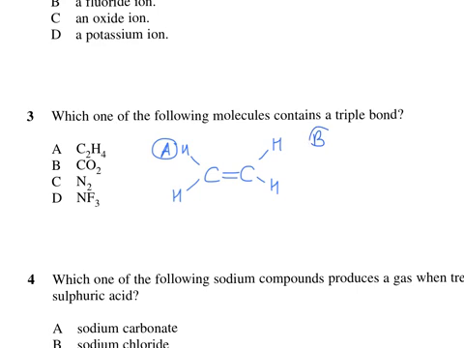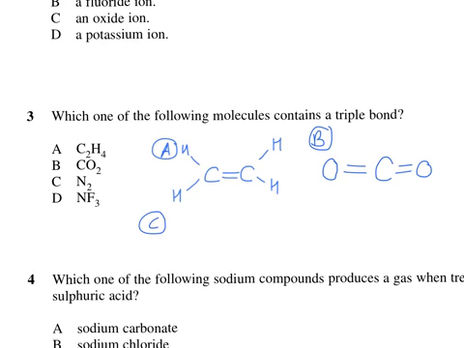Molecule B is carbon dioxide. So we've got a carbon in the centre, which is double bonded to an oxygen, and it's double bonded to another oxygen to give us CO2. So again, we've got 2 double bonds, but no triple bonds.